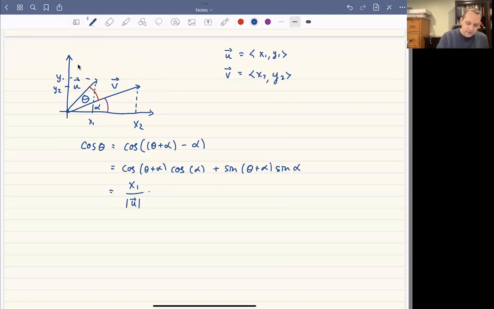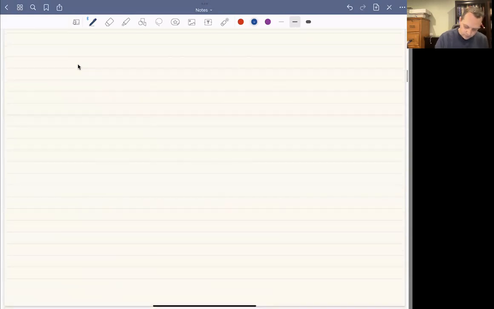So that's going to be a similar thing, but a different triangle. So here we're looking at this triangle. Here the side on the x-axis, the adjacent side is x2, and the hypotenuse is the length of the vector v. And then we'll do the same for sine. With sine, we get the opposite over the hypotenuse. So here, for theta plus alpha, we'll get y1 over the length of u.